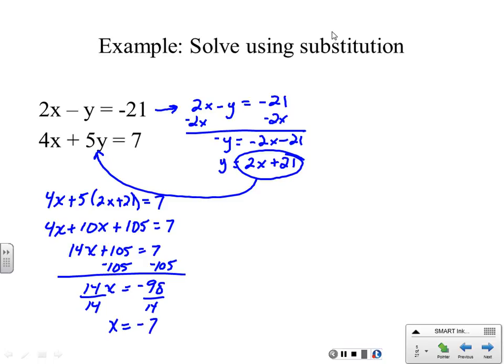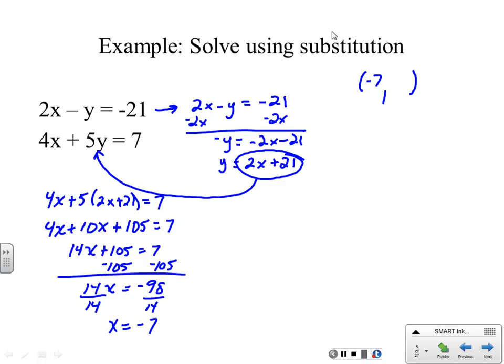Negative 7. Now, what should your solution look like? What is your solution to a system? An ordered pair. An ordered pair is comprised of how many numbers? 2. Which one do you have? You have x, so you have the first one. You have negative 7. Plug negative 7 into the original equation and solve it. So you're going to take negative 7 and plug it into either one of your originals.